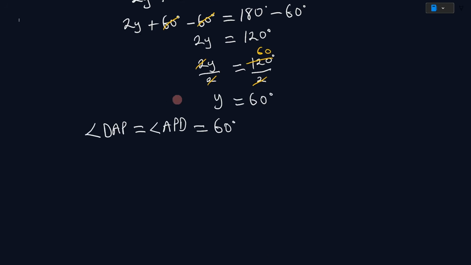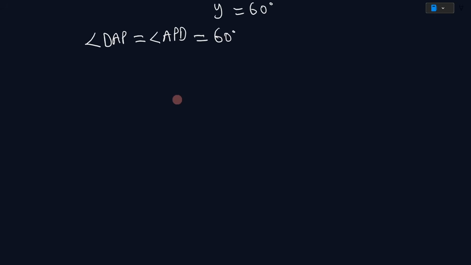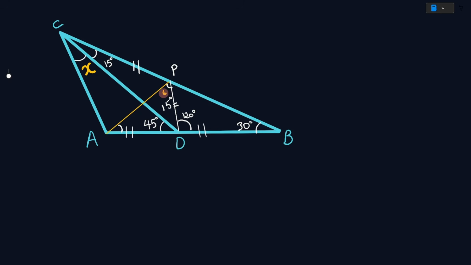In order to have a clearer picture, let us redraw this. So we found out that here is 60 degrees, here is 60 degrees, here is also 60 degrees, and here, the sum of these two angles, which is 45 and 15, is also 60 degrees. That means that this triangle, whose angles are all equal, is an equilateral triangle. Therefore, we can say that triangle ADP is an equilateral triangle.